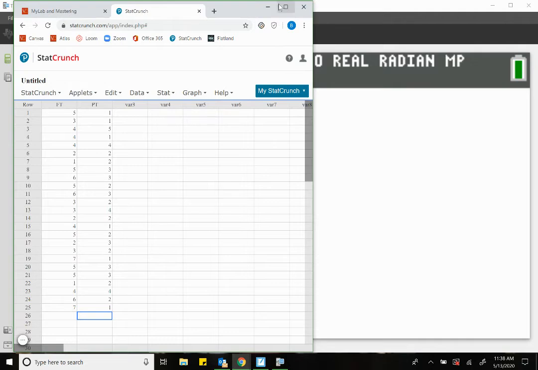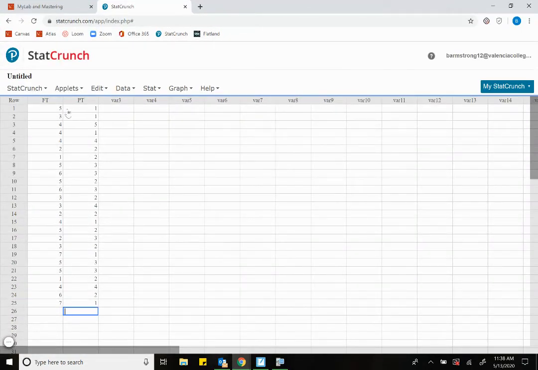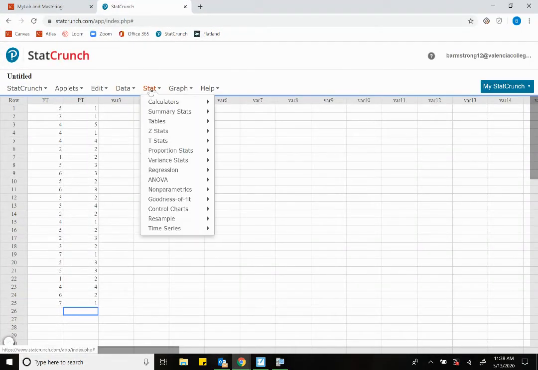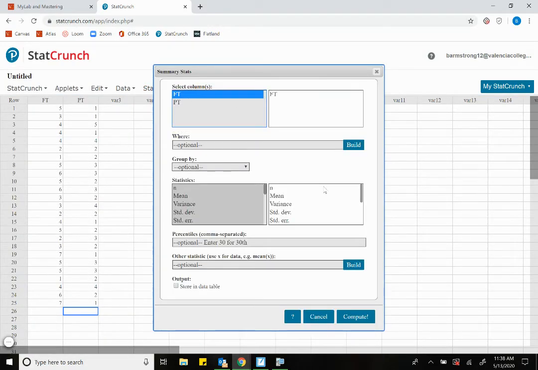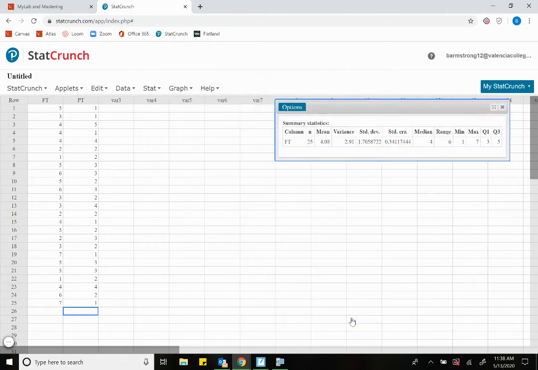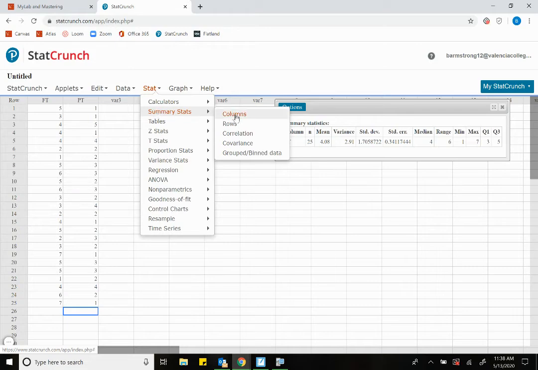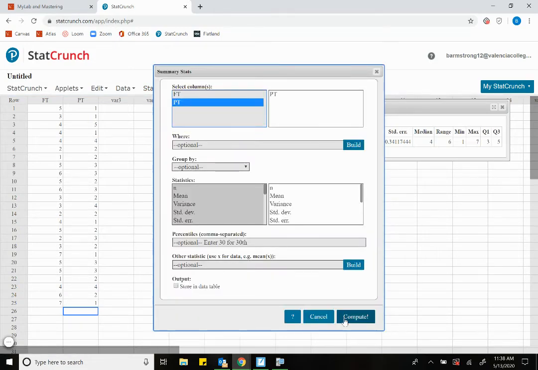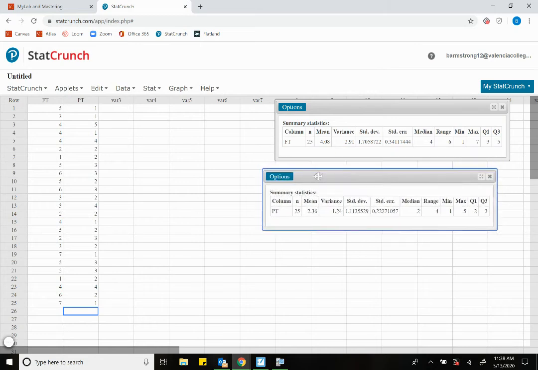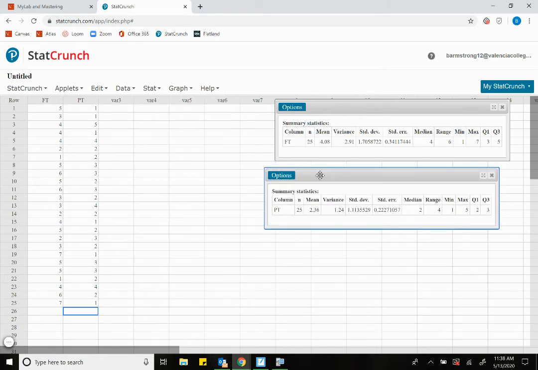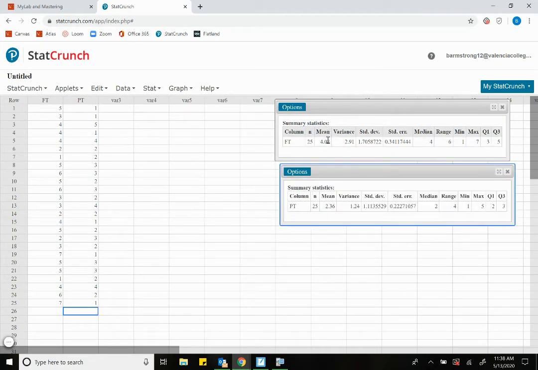All right. So kind of maximizing everything back out again. Let's go ahead and find some information. So we need a summary stat column. I need full-time, and then I need a summary stat column for part-time. All right. So the mean for full-time is 4.08. The mean for part-time is 2.36.